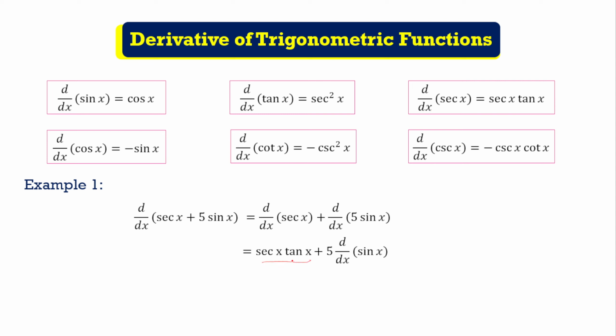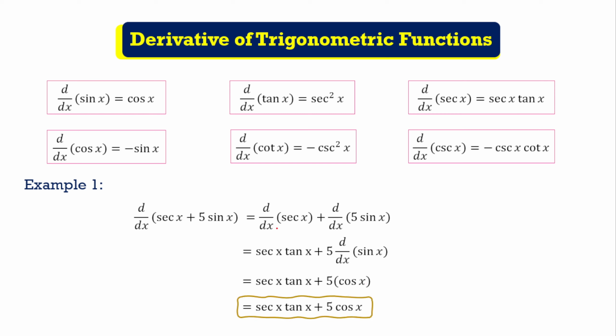So, kinopya natin. Okay, so ilabas yung constant na 5, kunin ang derivative ni sin x. Ang derivative ni sin x ay cosine x. So, ipasok si cosine x. Pinasok natin ang derivative. Therefore, the final answer is secant x tan x plus 5 cos x. That's the derivative of secant x plus 5 sin x.